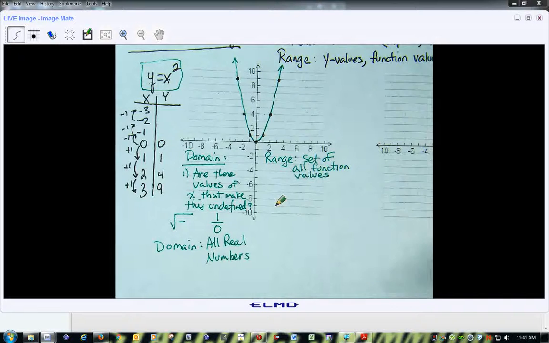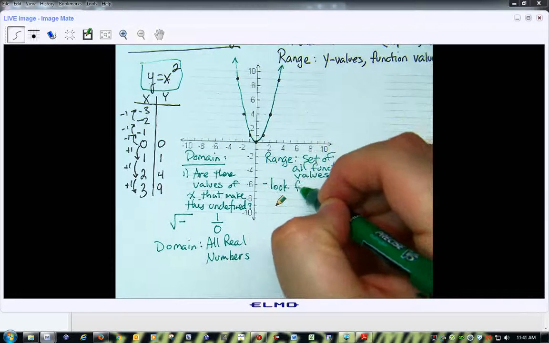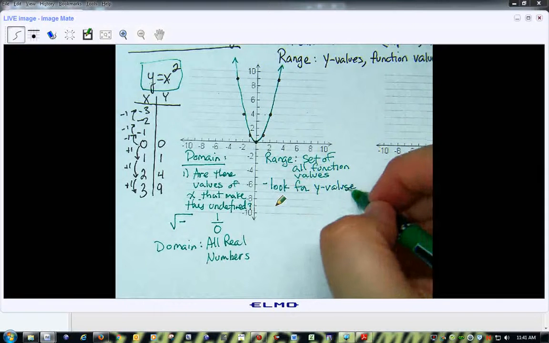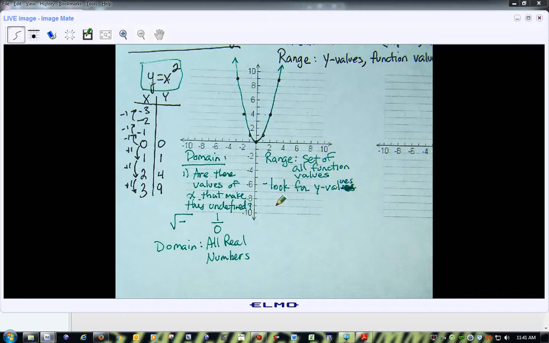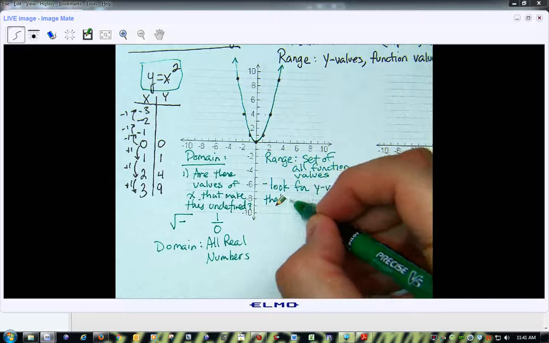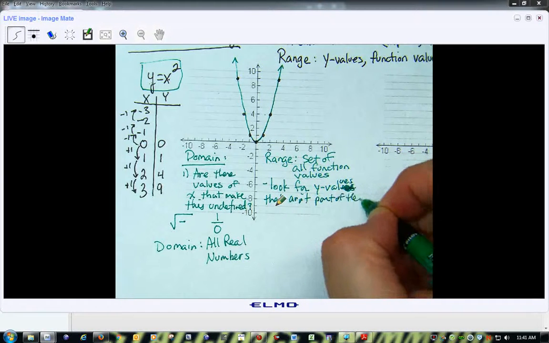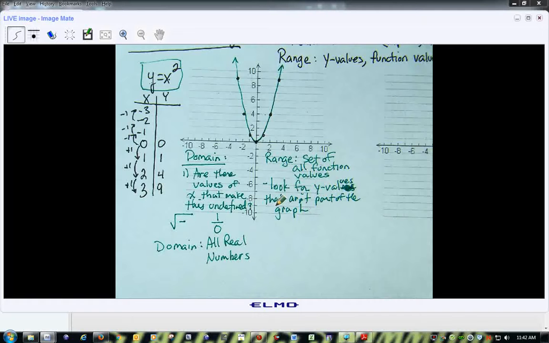Now, we look for the y's. Here's what you want to do. Look for y values. All right. So what you want to do is look at the graph, and look for any y value that's not going to work.